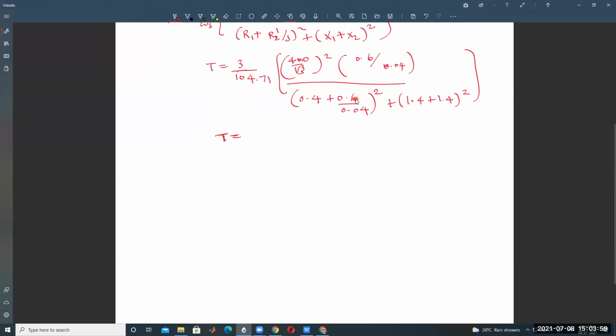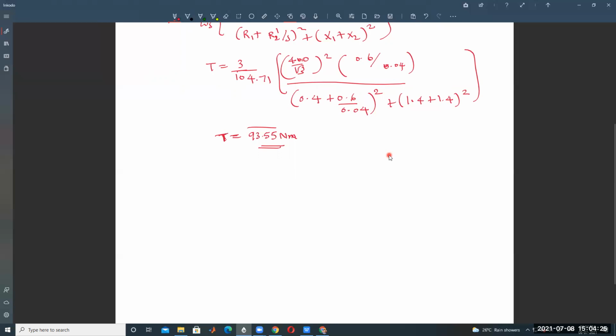Just tell me what is the answer by using calculator. 93.55, the torque equation, 93.55 Newton meter. Check it, is it correct or not? Anyone respond, is it right or not? It is correct, sir. Okay. 93.55 or another value?